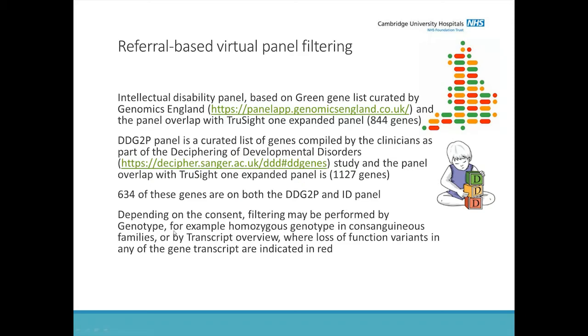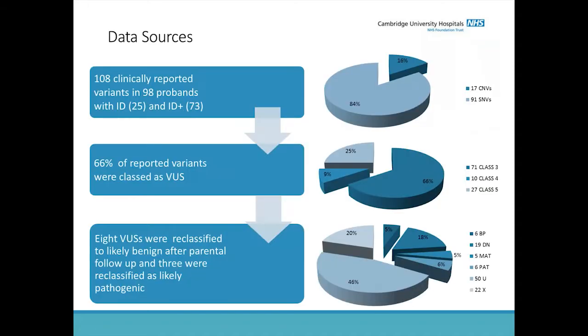And depending on the consent and also the family situation for our referrals, the filtering may be performed by genotype. For example, for consanguineous families, we filter the data based on homozygous genotype in the proband, and sometimes we are asked to filter the data by loss of function variants, so by the consequence as well.